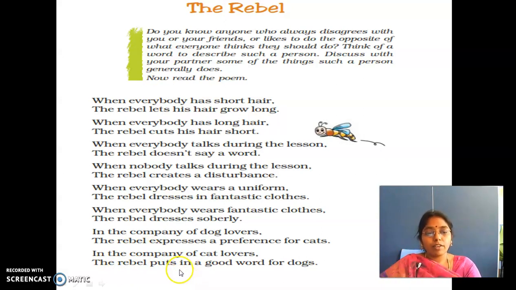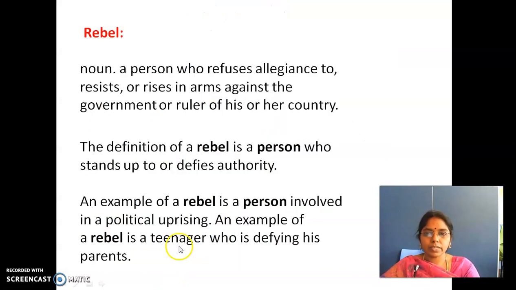So this is the first page of your poem. We'll see the meaning, two lines at a time. Before that, we have to discuss the rebel and be clear with the concept of rebel. Then we will enter into the poem. Now, what is a rebel? It's a noun: a person who refuses allegiance to, resists, or rises in arms against the government or ruler of his or her own country.